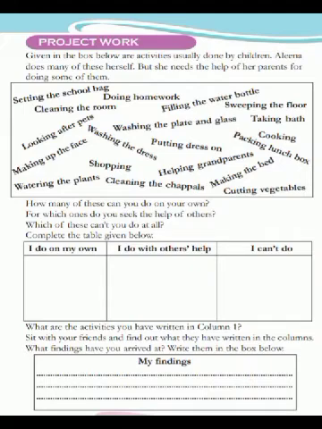So, complete the table given below. First column, I do on my own. In the first column, you will write the activities as done by you. In the second column, write the activities done with the help of others. Second column, I do with others' help.